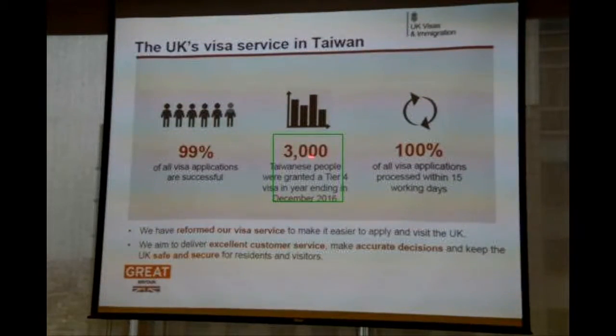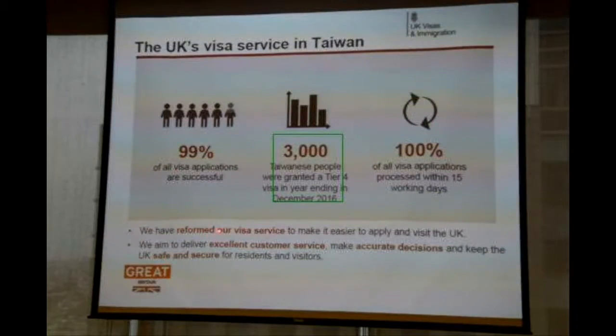We had around 3,000 Taiwanese people last year granted a Tier 4 visa, and that was at the year end in December 2016. Please note that our statistics are always issued 3 months in arrears, okay? So they're never exactly up to date for that month, they're always 3 months behind, they're quarterly, okay? And a top score of 100% full applications processed within 15 working days for Taiwan, okay? Which means that the customer service standard, as our figures show it, was 100%, okay?